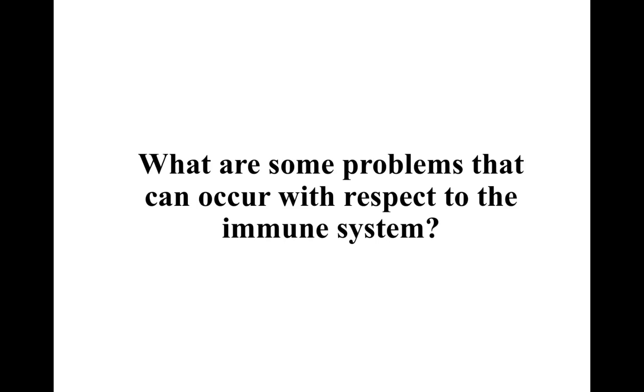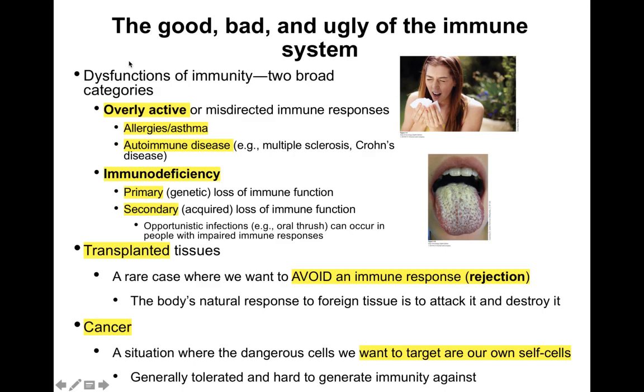What are some problems that can occur with respect to the immune system? We can have overly active immune systems, and some people have allergies or asthma, as well as autoimmune disease, such as multiple sclerosis or Crohn's. This is when you have an immune response against something that you don't want to have it against. So you have an immune response against peanuts, or you have an immune response against the myelin sheath covering your neurons. These are immune responses that are not where you would want them to be.